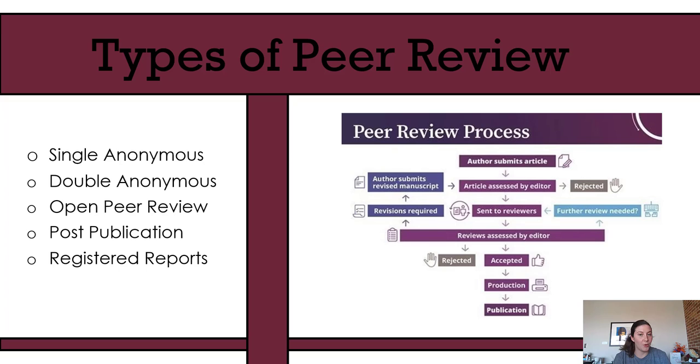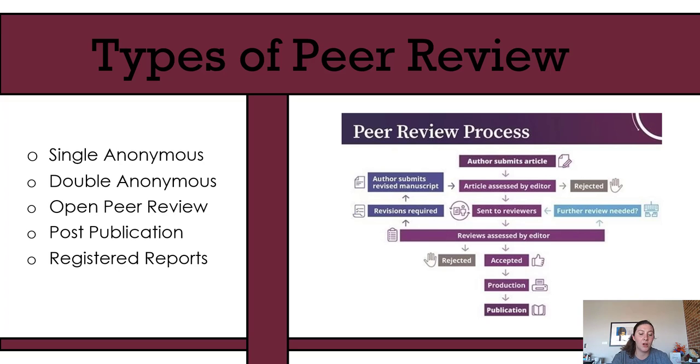But because they do know who the author is, the con of this is that, again, they know who the author is, and that can influence their decision regarding continuing or not continuing that article in the publication process.